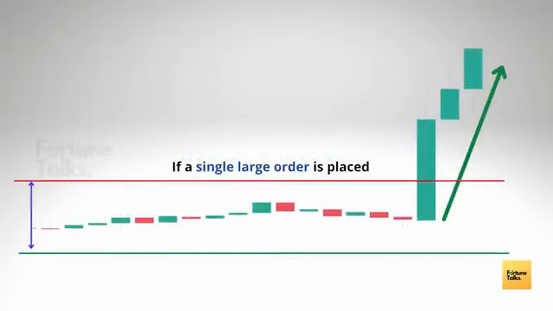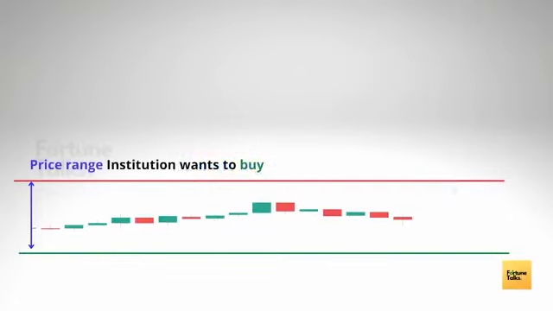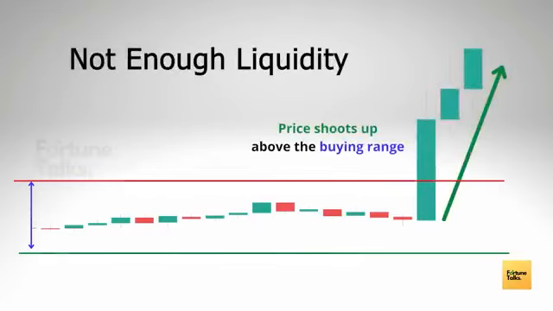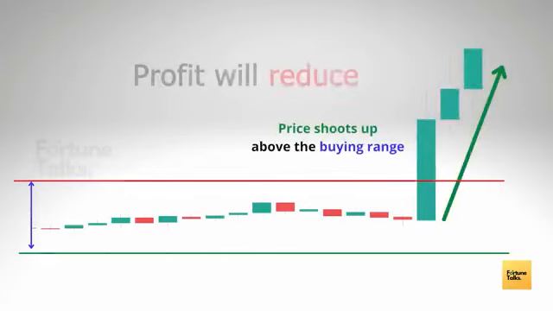The prices would react suddenly and the prices would just shoot up. They will be able to purchase the stock at a specific price only if there is enough liquidity in the stock. Else, the orders will be matched at higher prices, which will in turn reduce the profitability of the institution. But they will not allow this to happen.